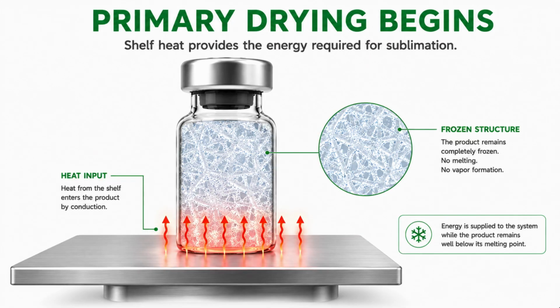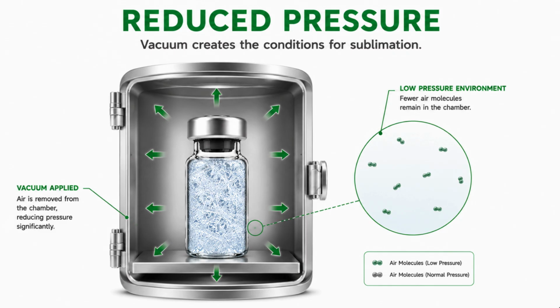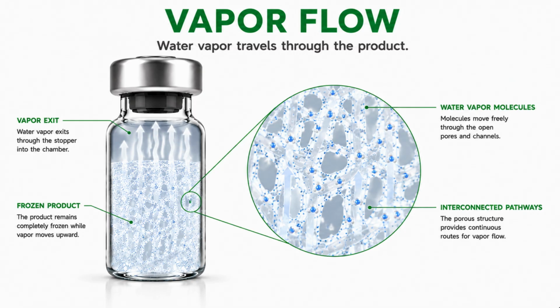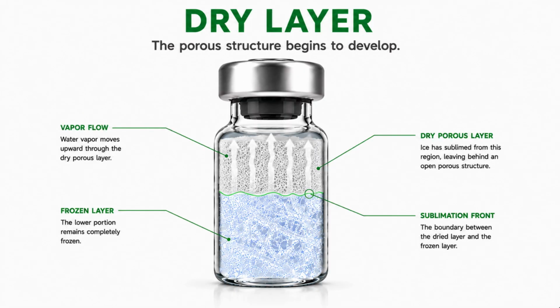Primary drying is the longest stage of the lyophilization cycle. During this phase, the chamber pressure is reduced, while heat is carefully supplied through the freeze-dryer shelves. Together, these conditions allow the ice to undergo sublimation, changing directly from a solid into water vapor without passing through the liquid phase. As sublimation begins, water vapor travels through the product and leaves the vial.